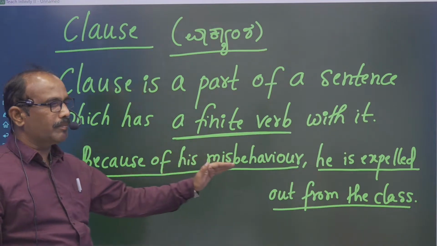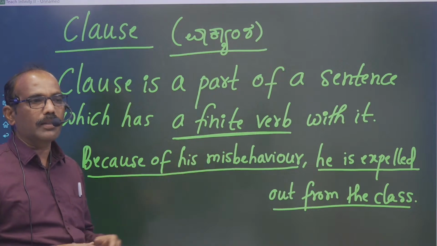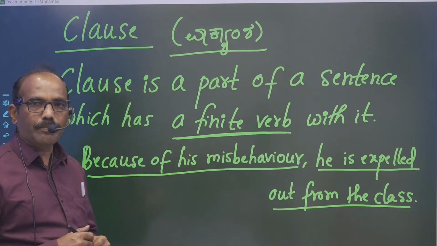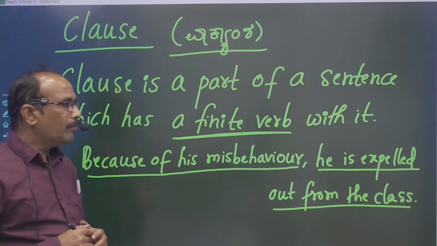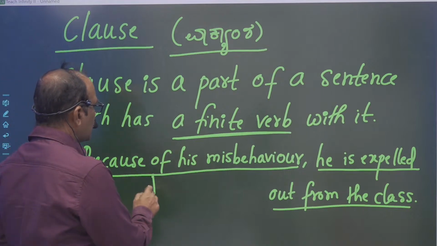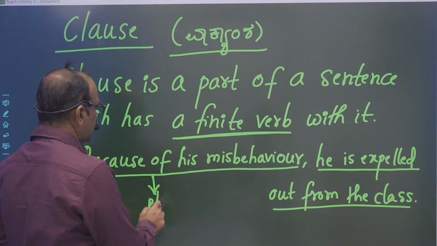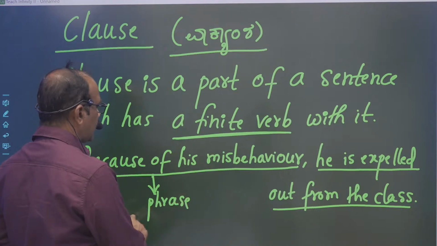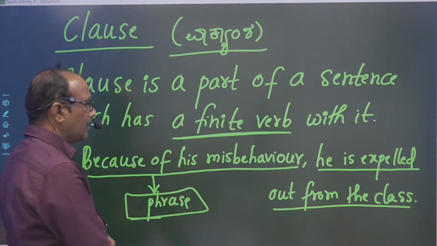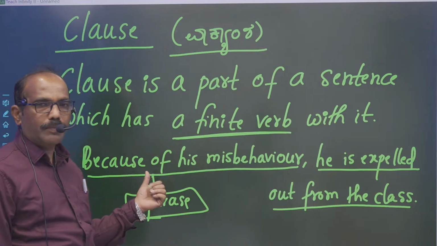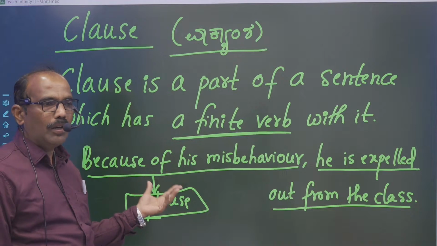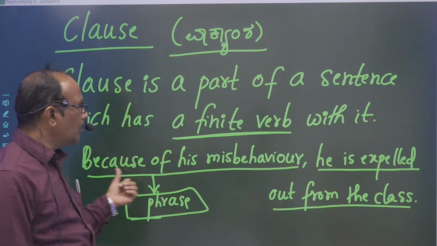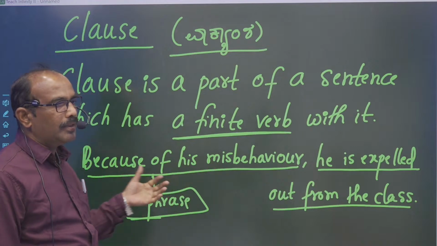Because of his misbehavior, this is also part of a sentence. That can also be considered as a part of a sentence. And that he is expelled out from the class, that is also considered as a part of a sentence. But this part is not considered as a clause, but this is considered as just a phrase. Even though this is a part of a sentence, we cannot call it a clause because there is no finite verb present in this particular part.